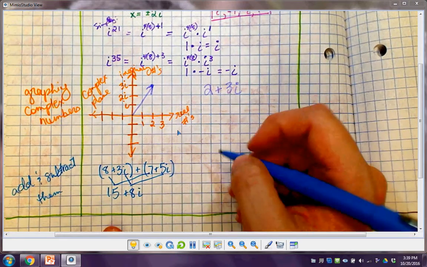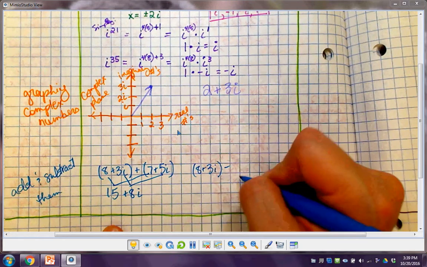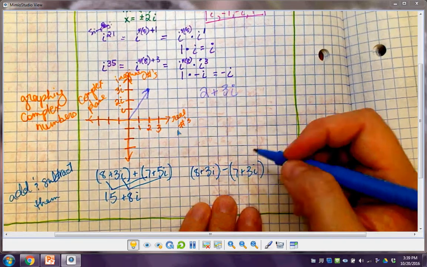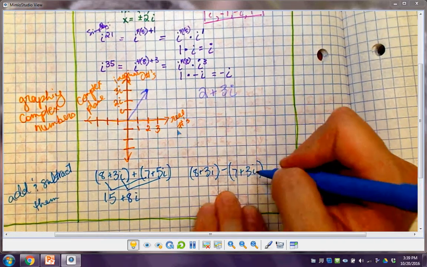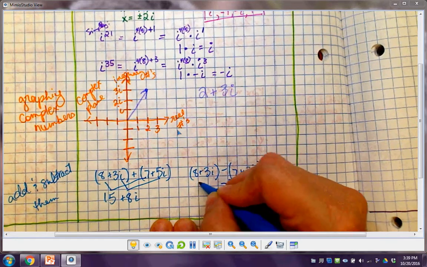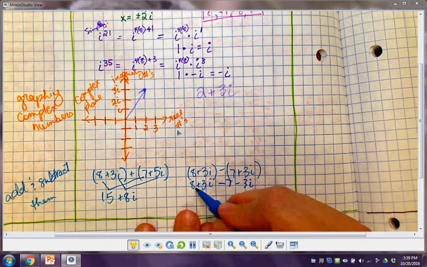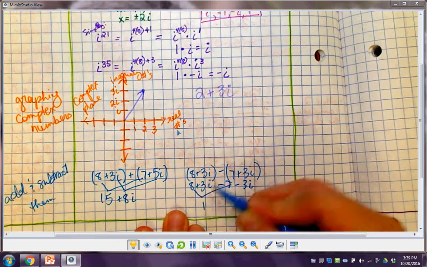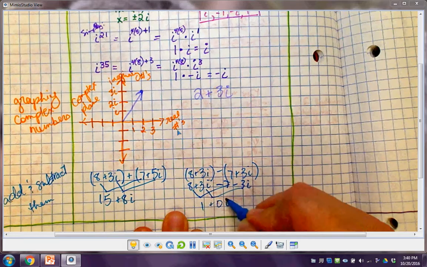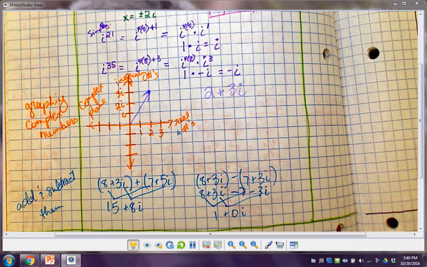Subtracting is very similar, but it does add one little step. So if I have 8 plus 3i minus 7 plus 3i, before I do anything, I'm going to distribute this negative to the second set of numbers and change their signs. And now I'm going to do the same thing. I'm going to combine 8 minus 7 is 1. 3i minus 3i is 0i. So that's adding and subtracting.